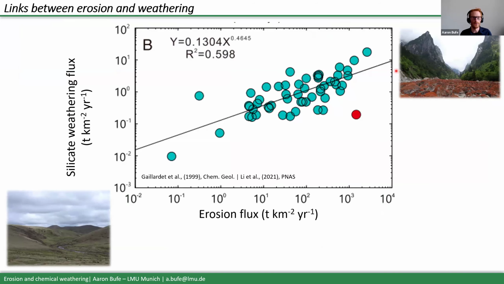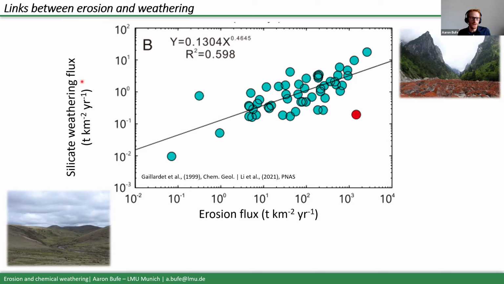And if we look at global rivers, here's a compilation of global rivers and the silicate weathering fluxes that we can measure from them. So if we go to a river, we get a water sample, and the idea is you get an integrated signal of all of the material that has weathered from the landscapes upstream.